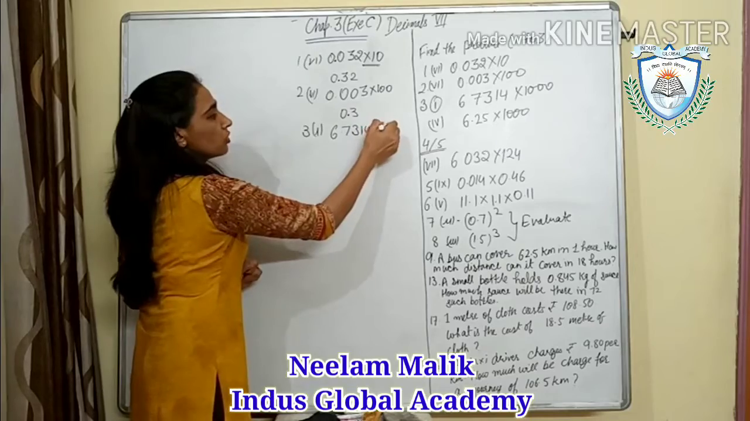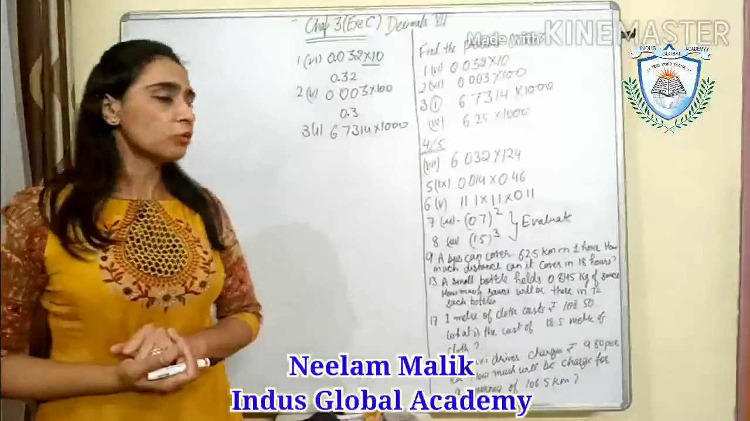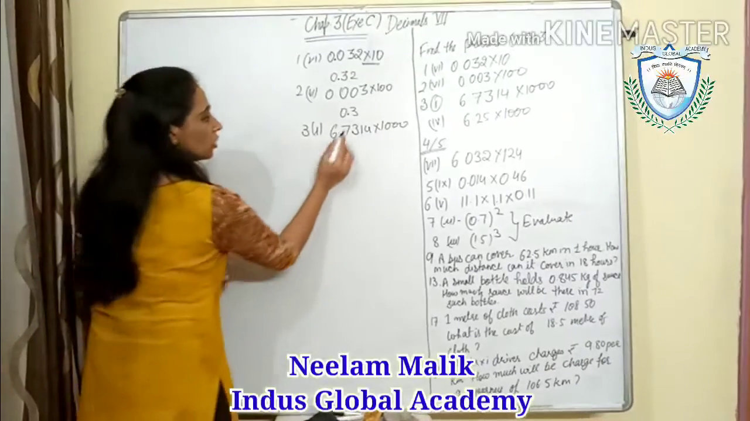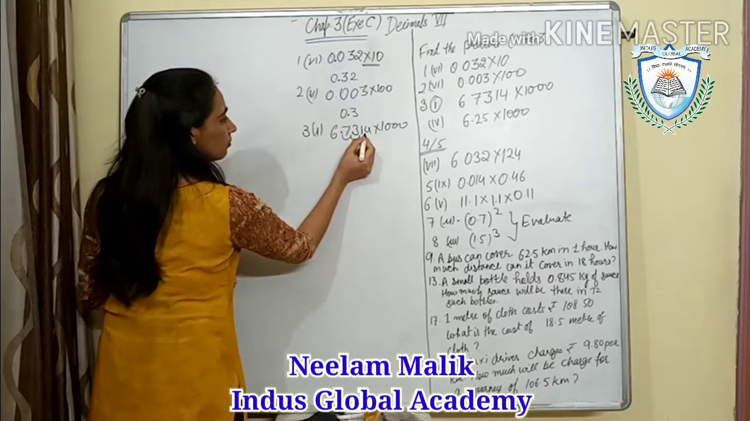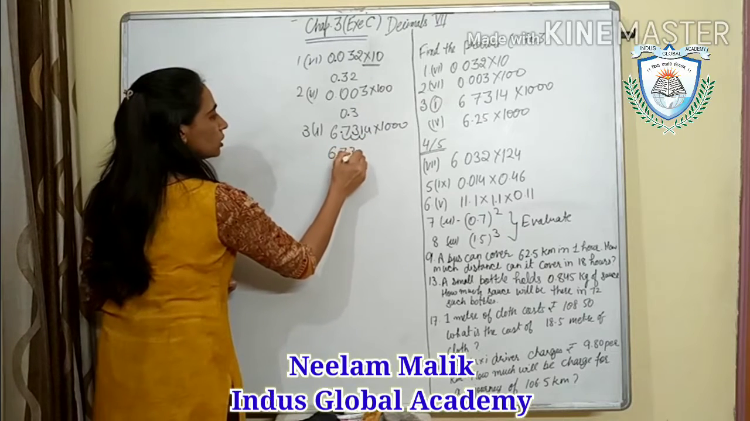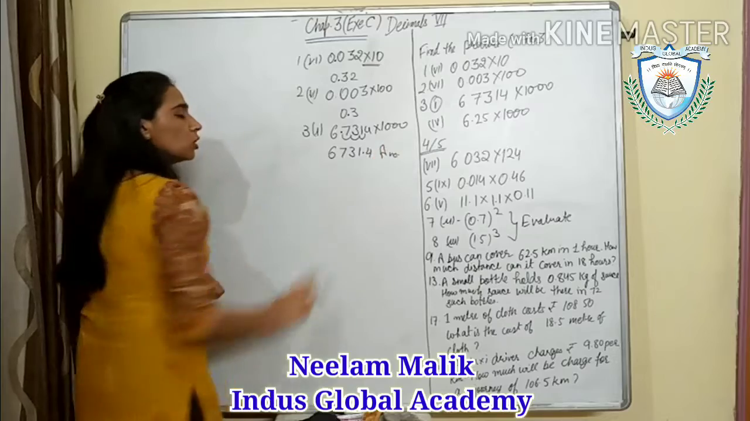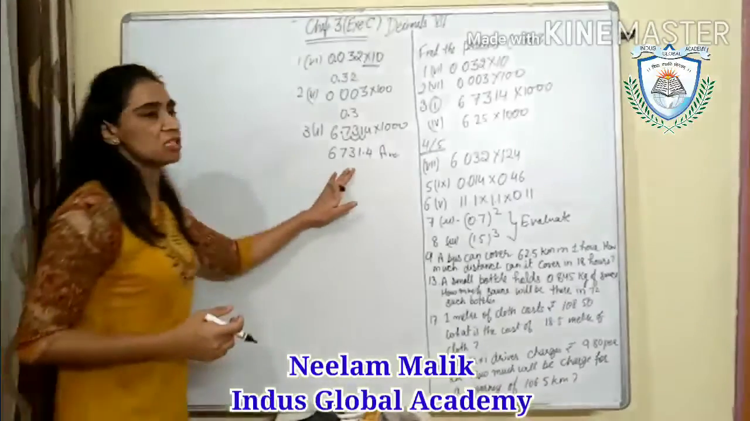Question number 3, first part, 6.7314 into 1000. Here we are multiplying with 1000, so our decimal point will move to the right-hand side by 3 places. So where will it go? It will go first here, then here, and the answer is 6731.4. You will not show multiplication with 10, 100 and 1000. You will just move the decimal point.